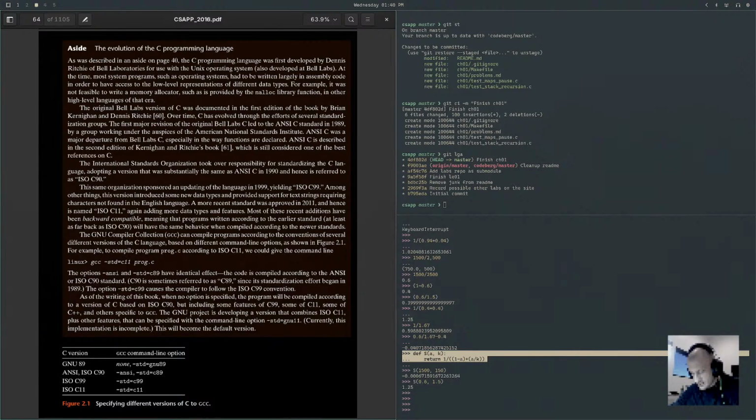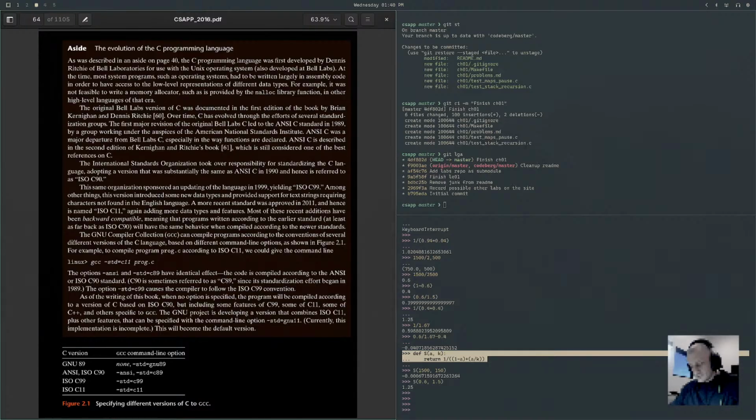The GNU compiler collection can compile programs according to the conventions of several different versions of the C language, based on different command line options, as shown in Figure 2.1. For example, to compile a program according to ISO C11, you could give the command line so-and-so.